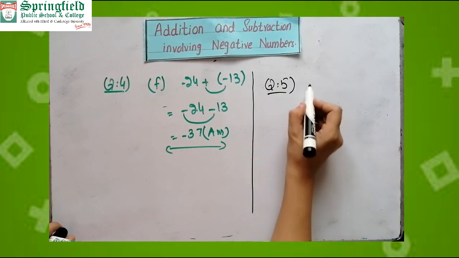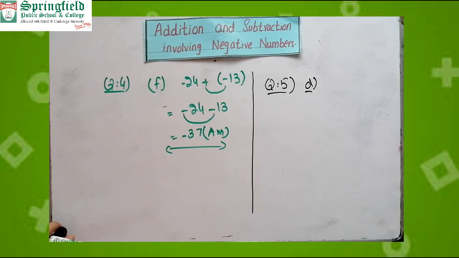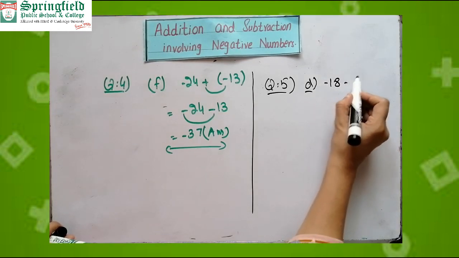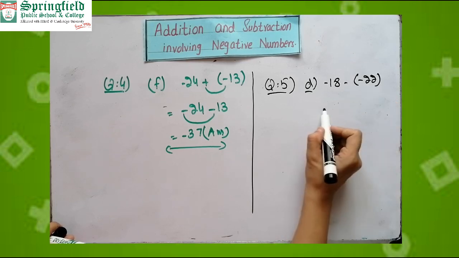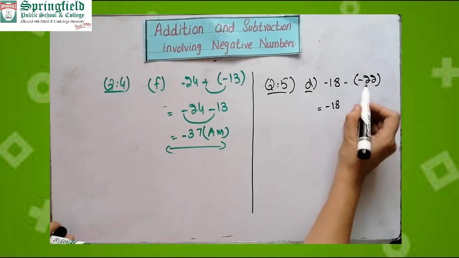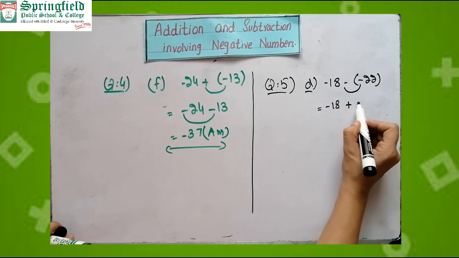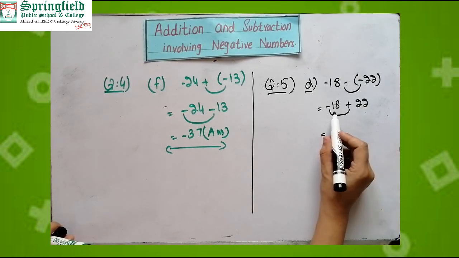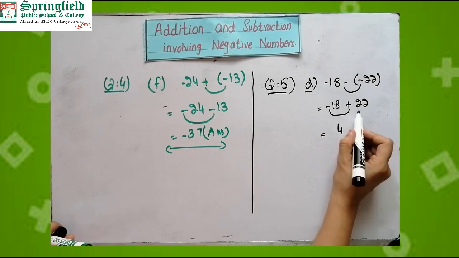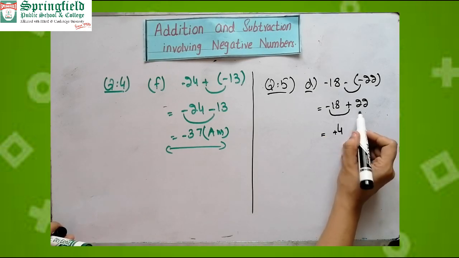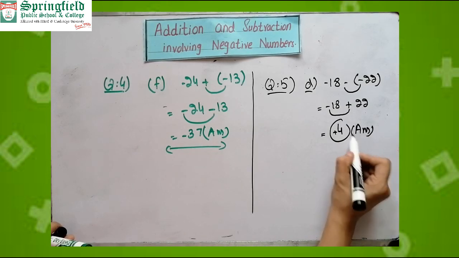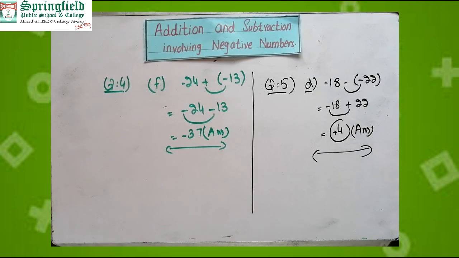Question 5, D part. I will do just one part in each question. The rest of the parts you will do in your notebook, beta. Understood? Okay, minus 18 minus 22, and then minus 18, open the bracket, minus will become plus 22. Minus plus minus 22 minus 18 is 4, and the sign will be plus because 22 is greater and 22 has the plus sign. So plus 4 is your final answer. Understood, beta? Okay.